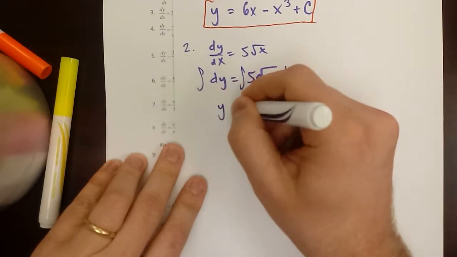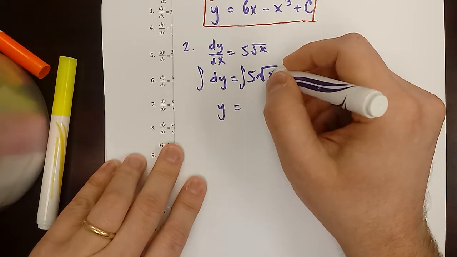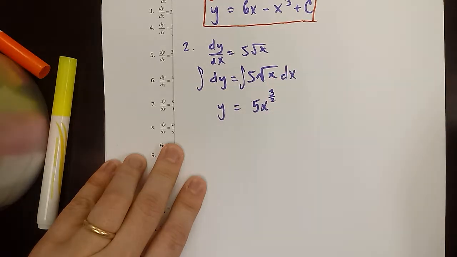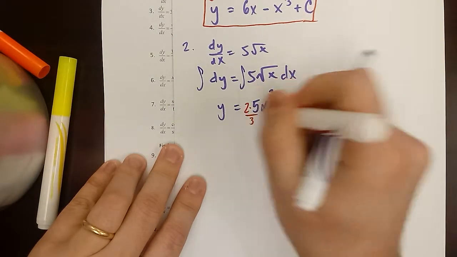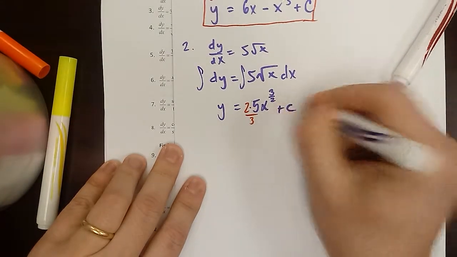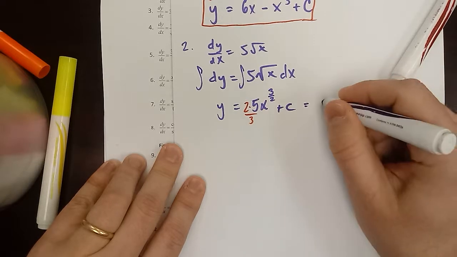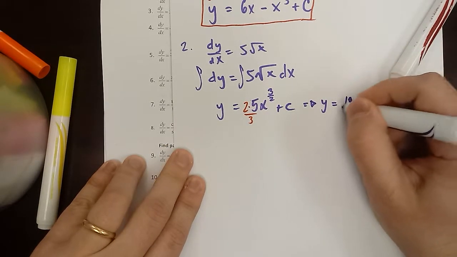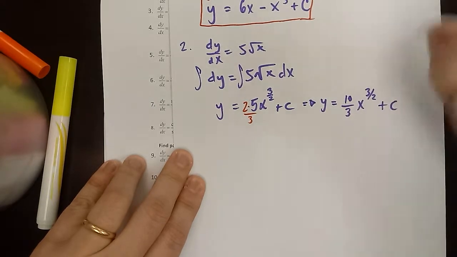I get y, and then this is 5x to the 1/2. So this is going to be 5x to the 3/2 times 2/3 plus c. So you'd say 10/3. So we'd say y is equal to 10/3 x to the 3/2 plus c.